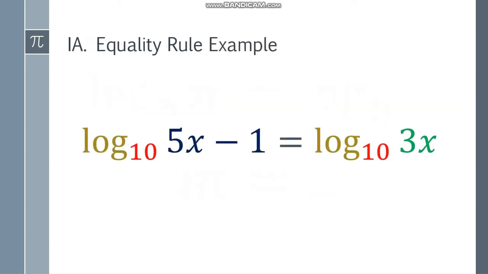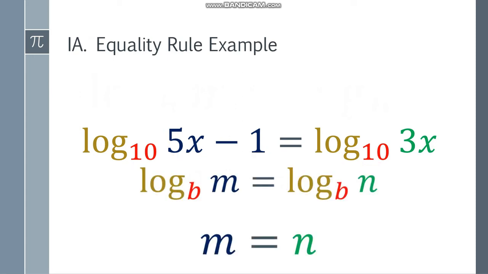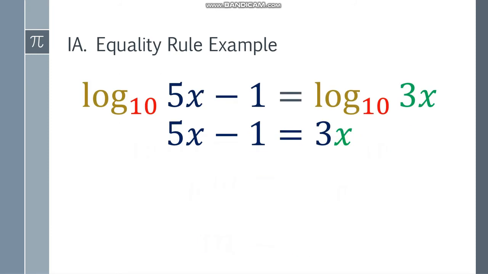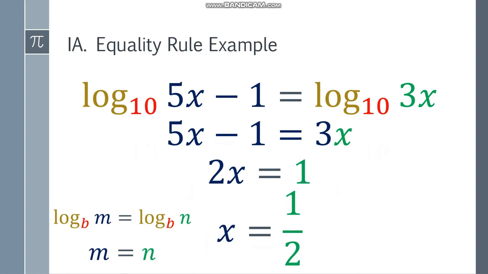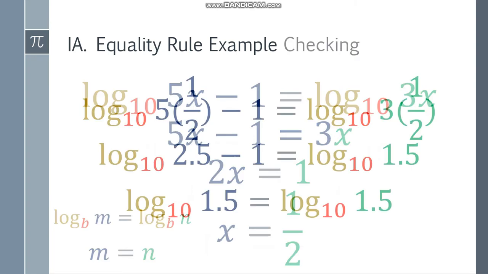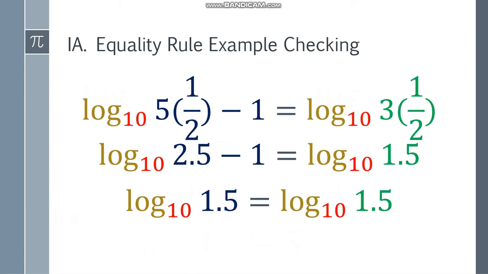So let's have the example equation. Log base 10 of the quantity 5x minus 1 is equal to log base 10 of 3x. The arguments here are 5x minus 1 and 3x. They have the same base, so to find the value of x, you just have to equate these two arguments. That will be 5x minus 1 is equal to 3x. Now, algebraically, that will be 2x is equal to 1, and x is equal to 1 half.